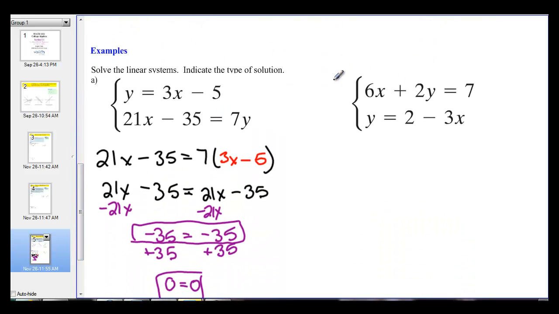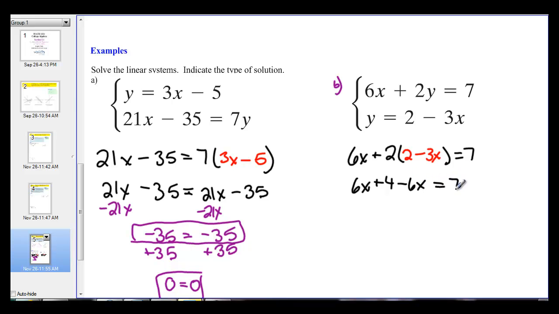All right, let's work out the second example. Again, because we have y equals, we're going to use the substitution method because it'll be easy. So we're going to plug the second equation into the first. So instead of 2y, we're going to have 2 times 2 minus 3x. So we have 6x, and we need to distribute, plus 4 minus 6x equals 7. Combining like terms leaves us with 4 equals 7.